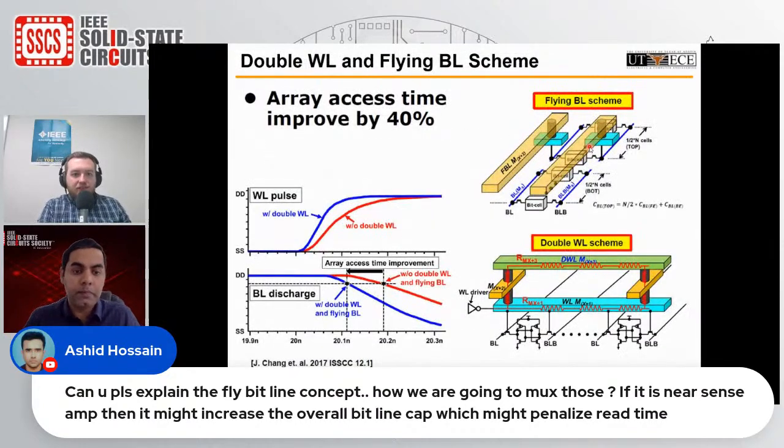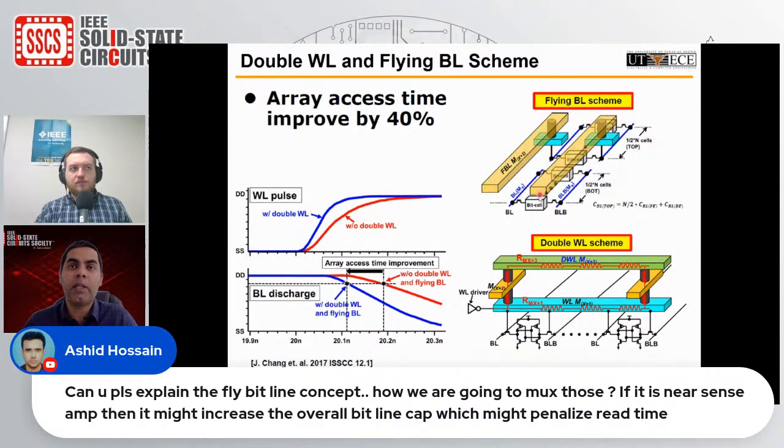So from Ashit Hossein, can you please explain the flying bitline concept? If it is near sense amps, then it might increase the overall bitline cap, which might penalize read time. Okay. So what is done in the flying bitline scenario, as shown over here, the bit cells which are closer to the sense amplifier, let's say your sense amplifier is placed over here, they are kept at the lower metal level. So their RC interconnect effect is not that dominant. But the bit cells which are farther away from this sense amplifier, what is done is they are split somewhere in midpoint, and then they are routed using a higher metal line. Let's say this could be an M4 metal line, which is shown by this yellow line.